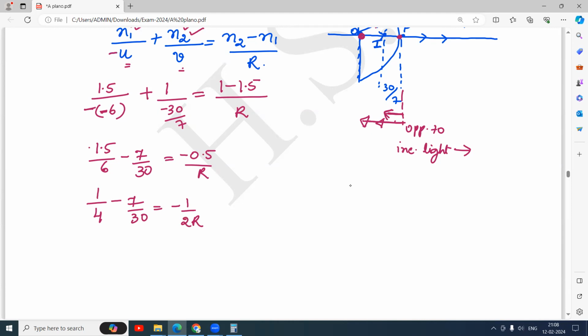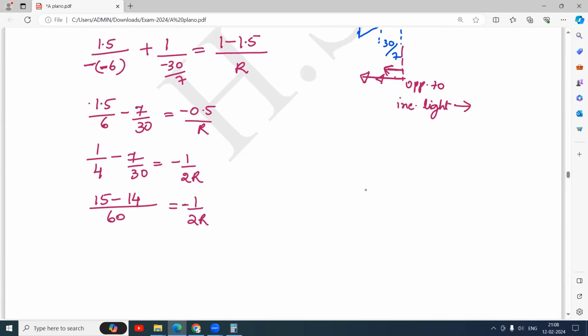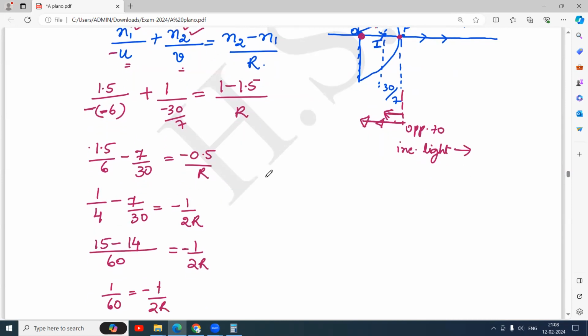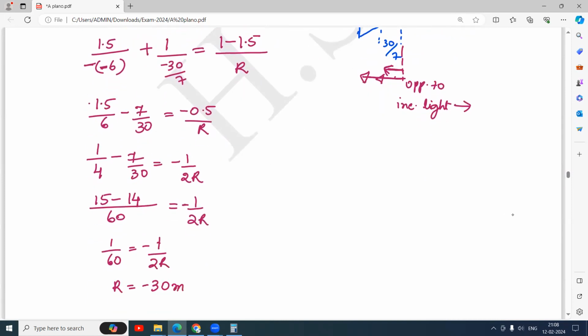So I can take a common denominator here. 60 as common denominator is okay. This comes to 1 by 60 is equal to minus 1 by 2r. So r is negative. Okay, no problem. So r is minus 30. I think everything is in millimeter, so it should be 30 millimeter. Because what we have substituted, this 30 by 7 and 6, everything is in millimeter, so minus 30 millimeter.